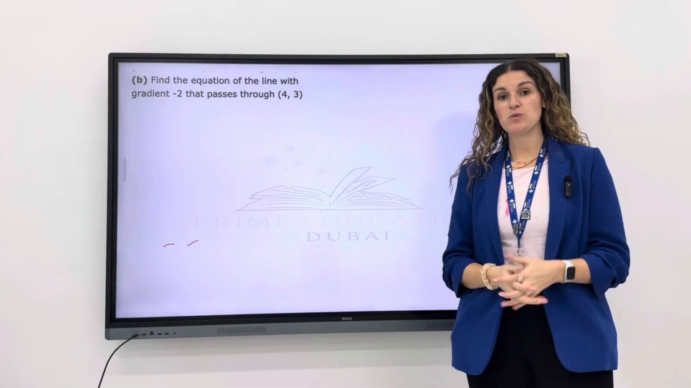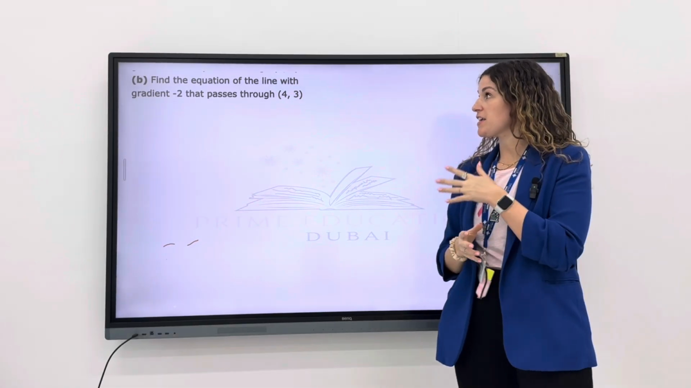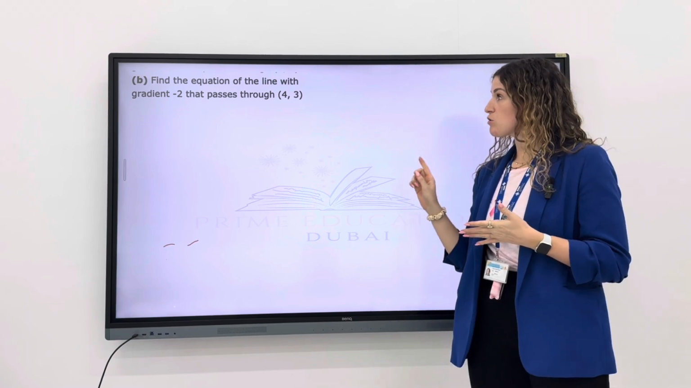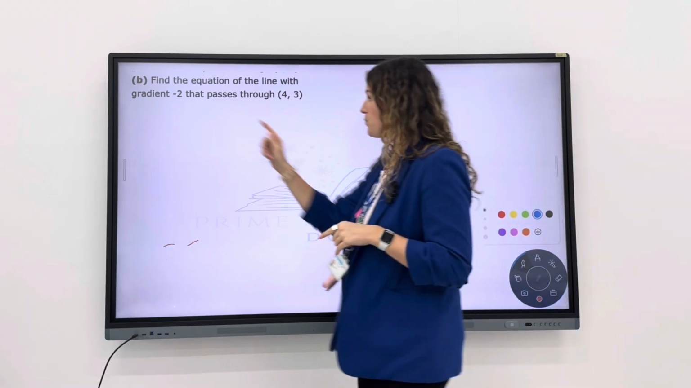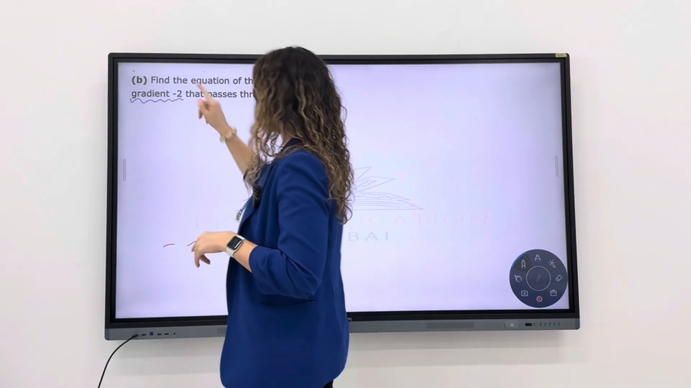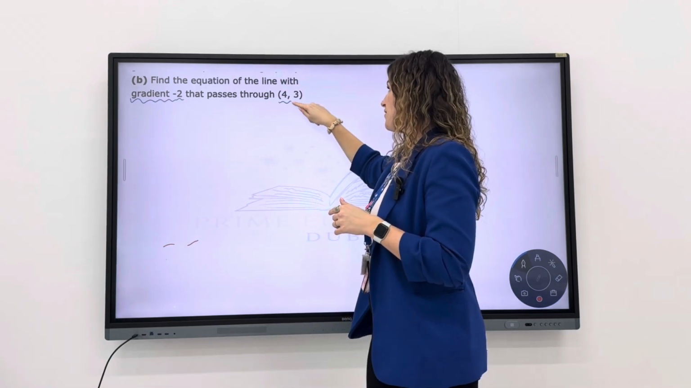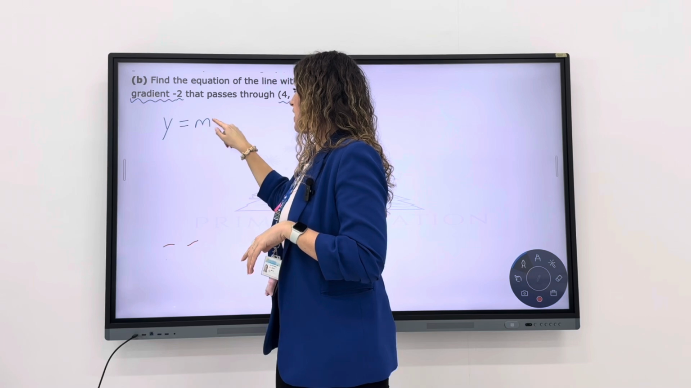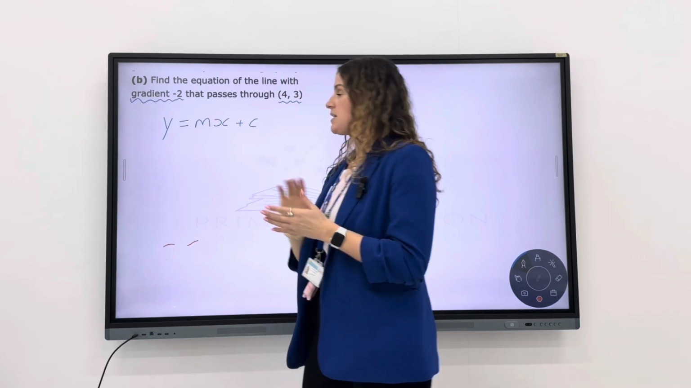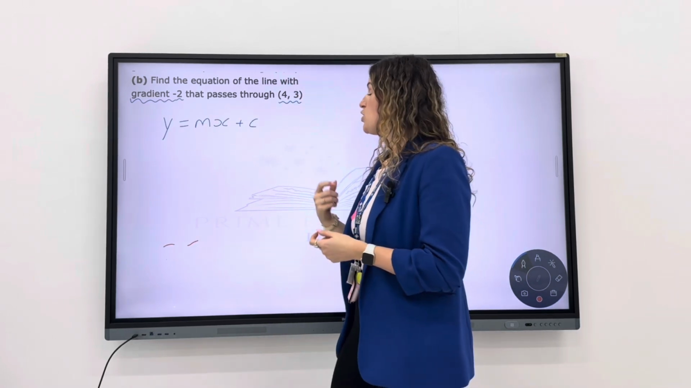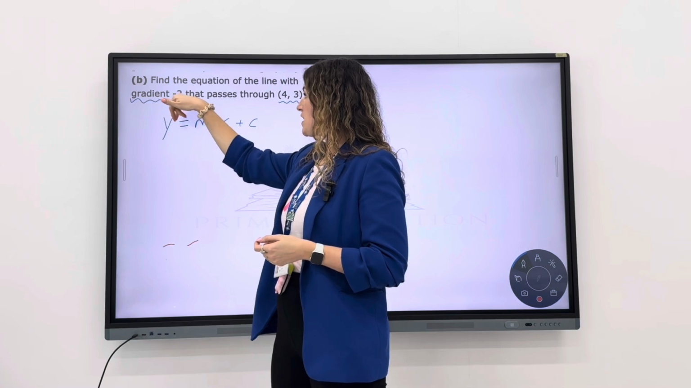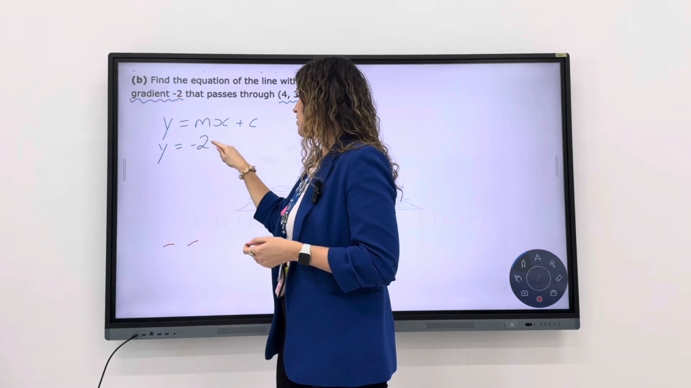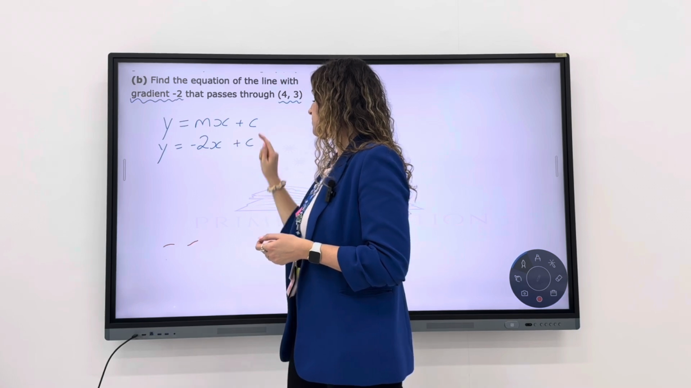Okay guys, so what we're going to do now is find the equation of a line with gradient -2 that passes through the point (4, 3). So first things first, our important information. Now we know that our equation of a line is y equals mx plus c. So straight away, I know my gradient is -2, so I'm going to rewrite my equation with my gradient in.